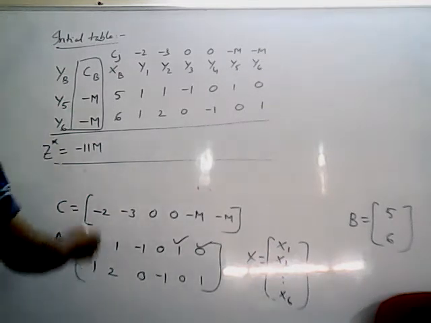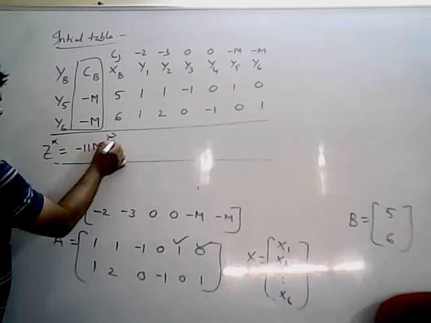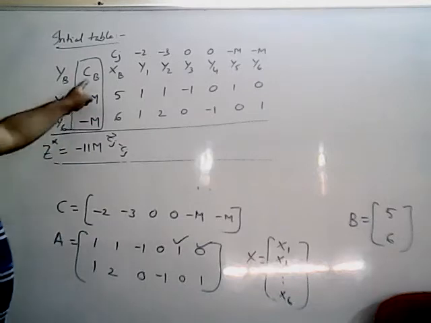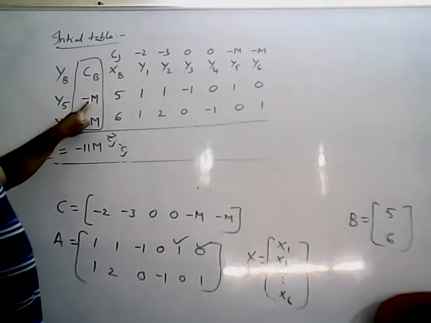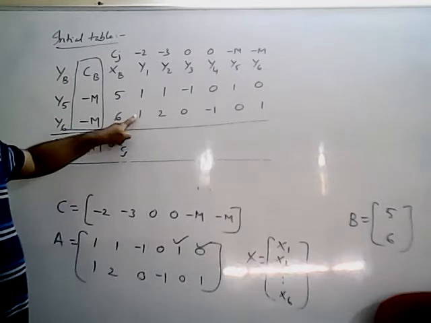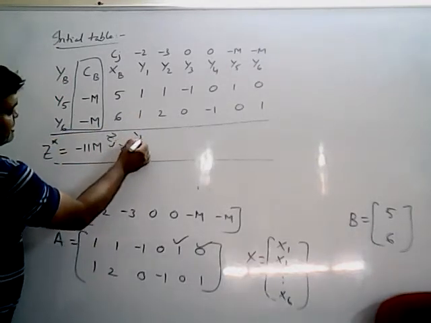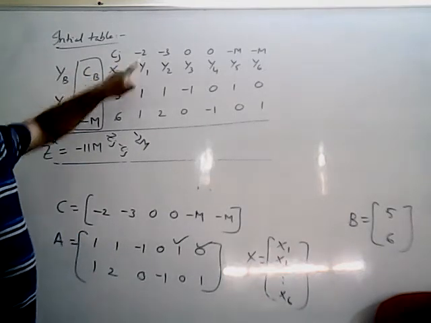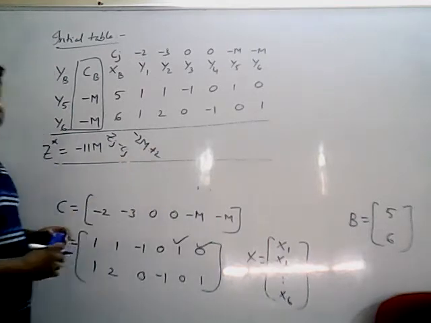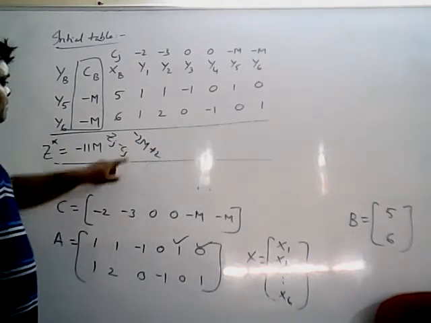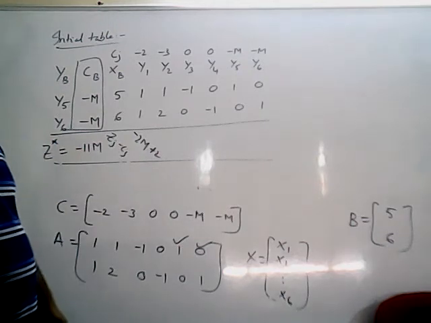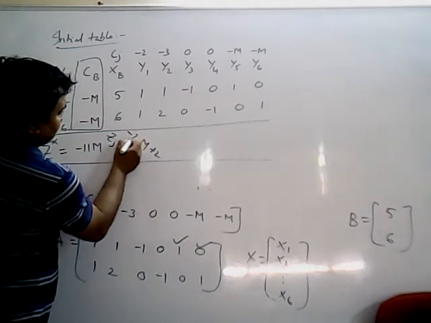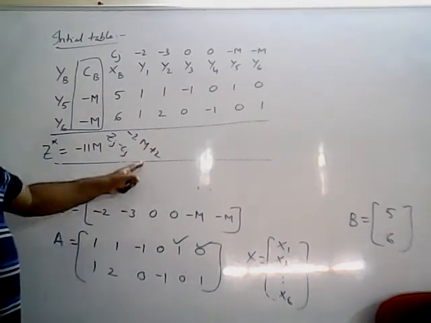Okay, and then you have to calculate net evaluation. Net evaluation is generally denoted by Zj minus Cj. Now what is the formula? CB into y1 minus the upper value. Now see, minus M plus minus M is minus 2M. Subtracting the upper value: minus of minus 2 is plus 2. So the total value is minus 2M plus 2.